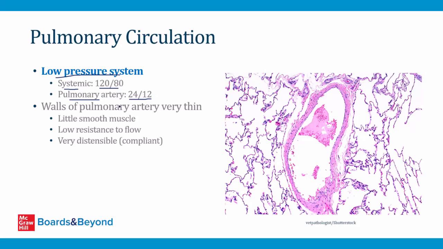And because the blood pressure is lower in the pulmonary circulation, the walls of the blood vessels are much thinner. So the walls of the pulmonary artery are relatively thin compared to the walls of the aorta or systemic arteries. There's relatively little smooth muscle. The walls are thin and compliant, meaning they're stretchy, so there's low resistance to flow, and the blood vessels are very distensible, meaning they are compliant.